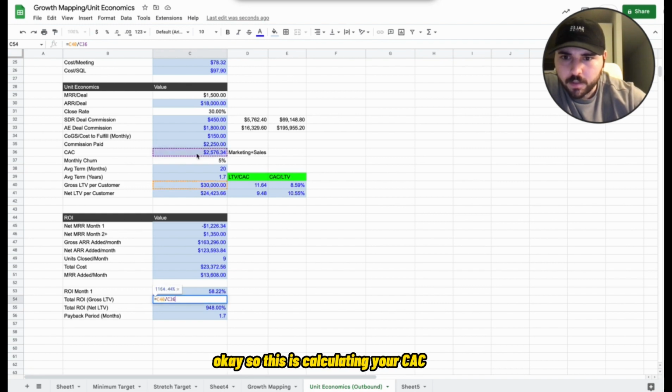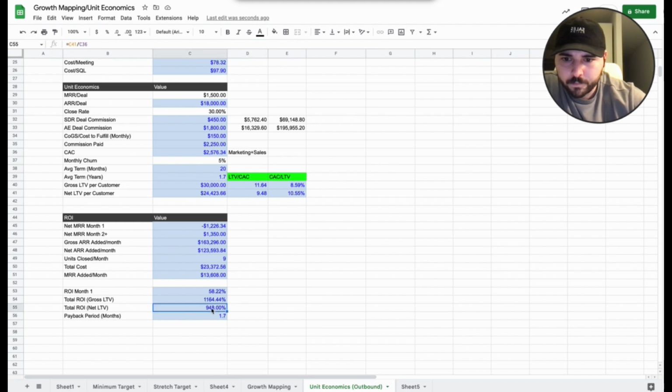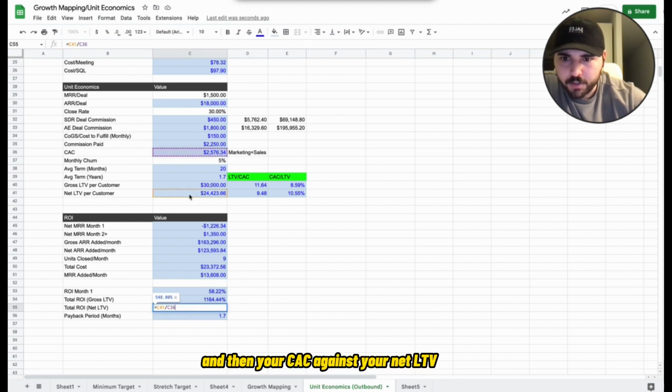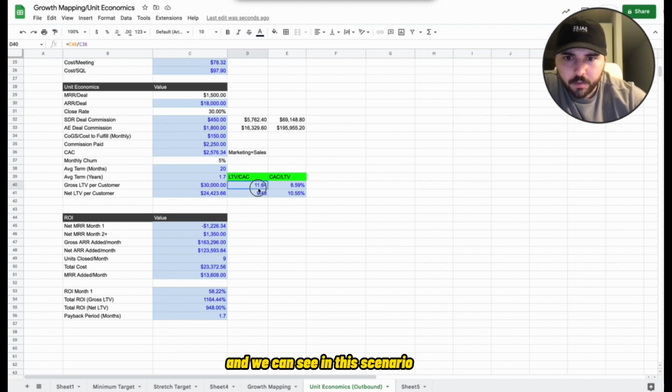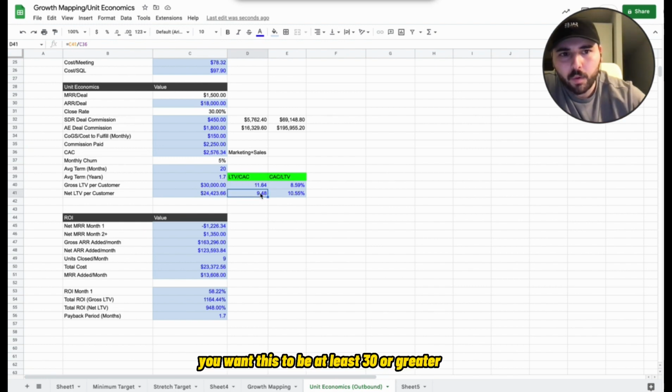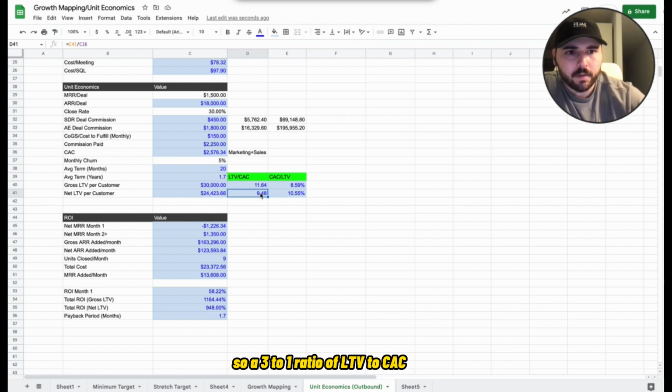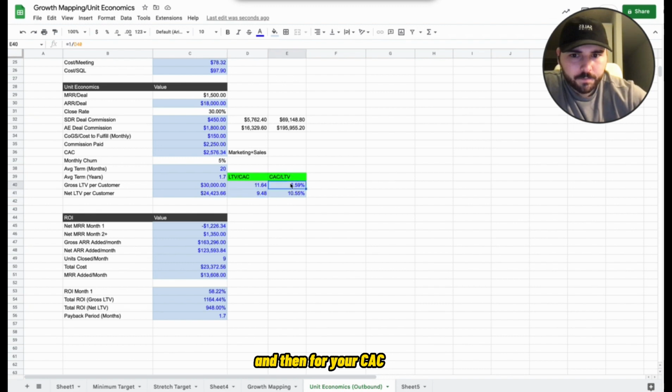Okay, so this is calculating your CAC against your gross LTV, and then your CAC against your net LTV. And we can see in this scenario, the LTV to CAC ratios are very strong. You want this to be at least 3.0 or greater, so a 3-to-1 ratio of LTV to CAC. And then for your CAC, the percentage of LTV that you're allocating to your CAC, you want that to be 20% or lower. So in this scenario, we are, again, very healthy, and those numbers check out, right?